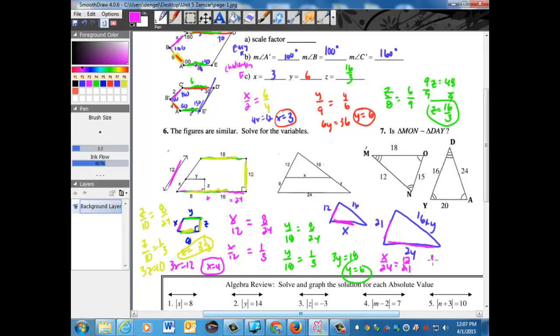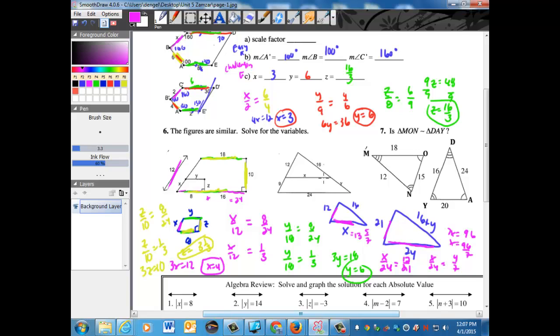I'm back. So we have x over 24 equals 12 over 21, which reduces. If we divide by 3, we get 4/7. So now we have 7x equals 96, and then we get x equals 96 over 7, which ends up coming out to 13 and 5/7, I believe.